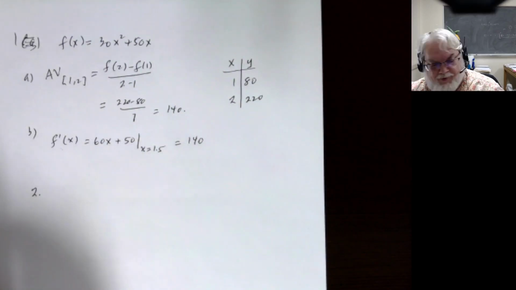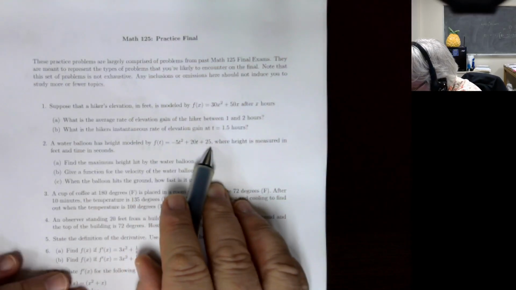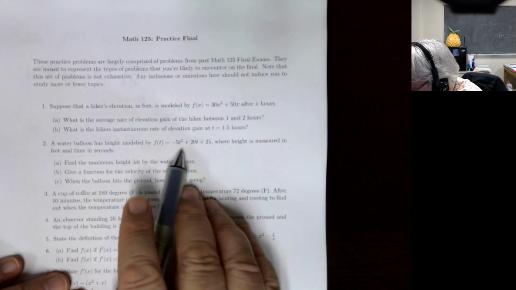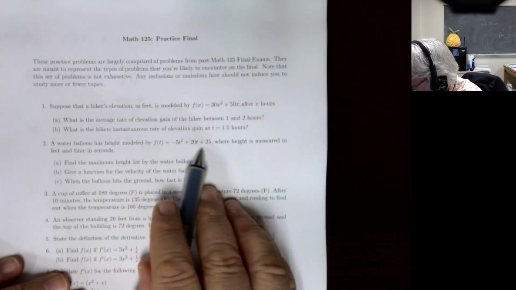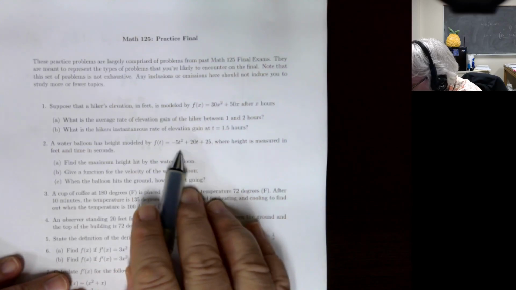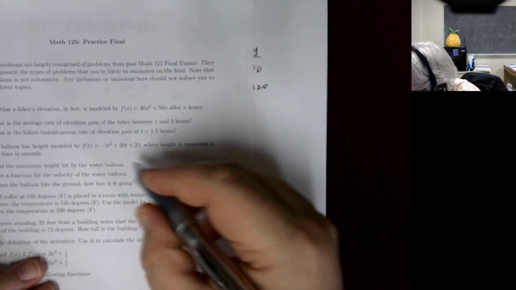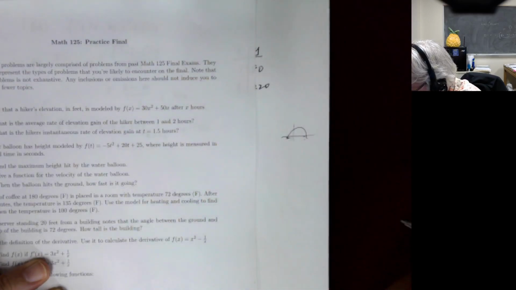Let's check it out real quick. A water balloon has a height modeled by this function, where height is measured in feet and time in seconds. Just as a quick note here, minus 5t squared plus 20t plus 25 is a nice parabola. What does the parabola look like? It's going to be opening downward, right? I'm not sure what the times are for the intercepts yet, but it's a parabola that opens down.